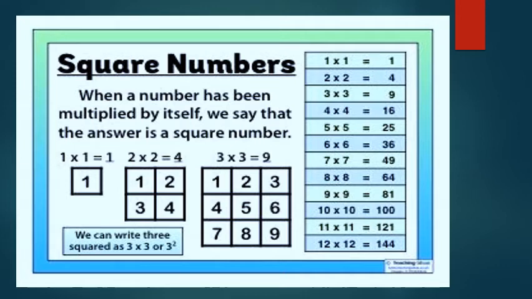Let's look at some examples. 1 multiplied by 1 equals 1. So 1 is a square number. 2 multiplied by 2 equals 4. So 4 is our square number. 3 multiplied by 3 equals 9. So 9 is our square number. And likewise, you can follow the rest of the example.